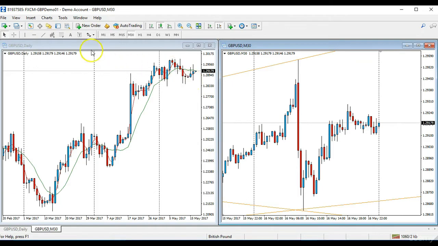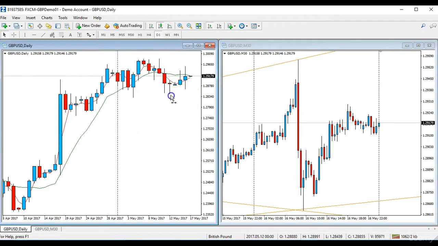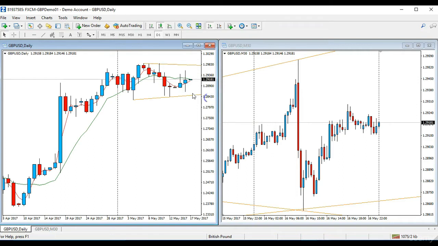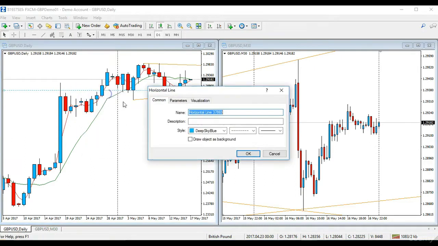If I start drawing some lines here on the daily chart, I can see that price is actually moving sideways, and there isn't really momentum because price is crossing over. In fact, it's forming what we call support and resistance. So horizontal support and resistance, if I draw that in here.